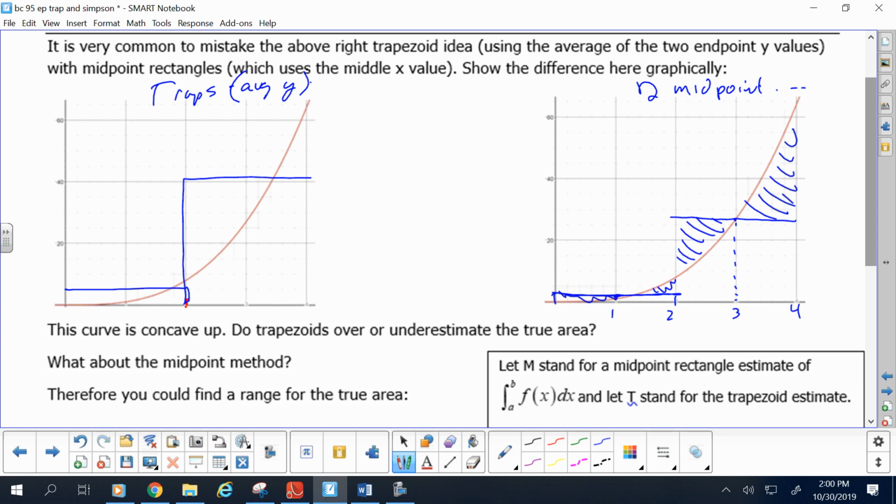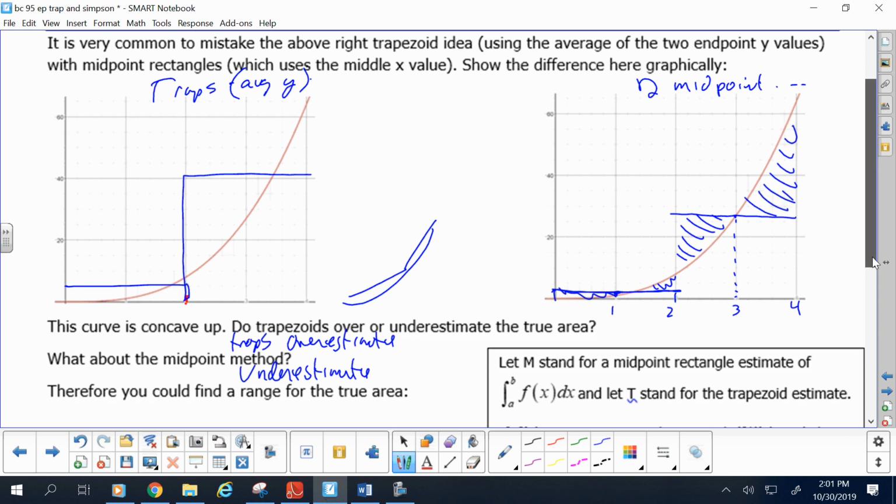We'll get into that. The curve is concave up. We talked yesterday about trapezoids and concavity. Do trapezoids over or underestimate the true area? This might help to go back to actual trapezoids instead of this average rectangle idea. Trapezoids overestimate. Now, the midpoint, it seems like we're getting a little bit of an underestimate when it's concave up.